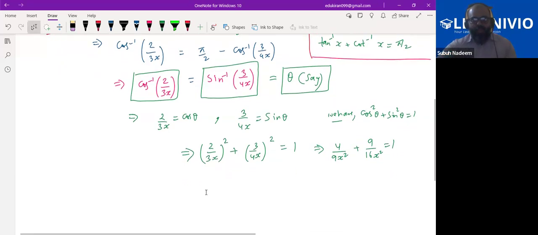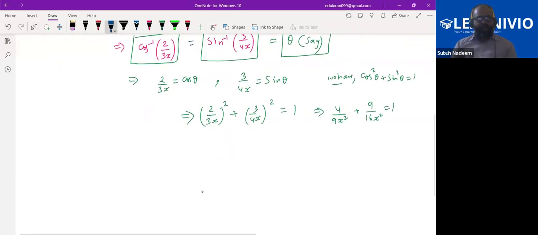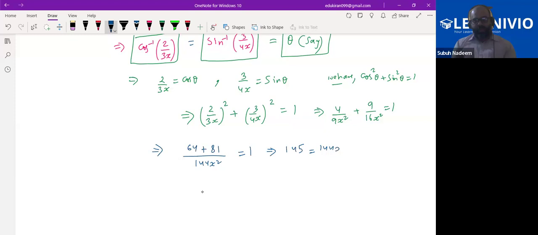And then let us find the LCM. So LCM would be 9 into 16, that will be 144. So it will be 144x square, and 64 it will be here, plus 81 it will be here is equal to 1. So it will be 145 is equal to 144 x square.